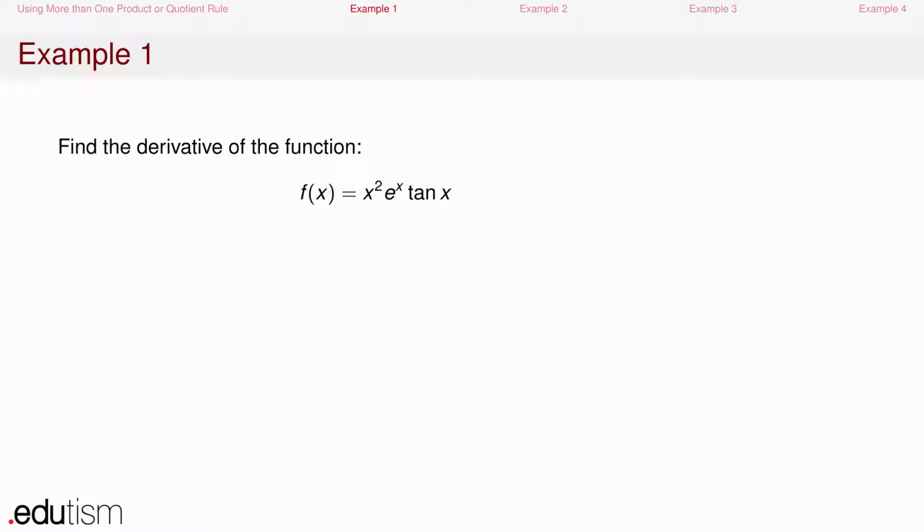So in example 1 here, I want to find the derivative of the function f of x is x squared times e to the x times tan x. So the first step here is to split this up as a product. So maybe I'll think about it as x squared e to the x all multiplied by tan x.